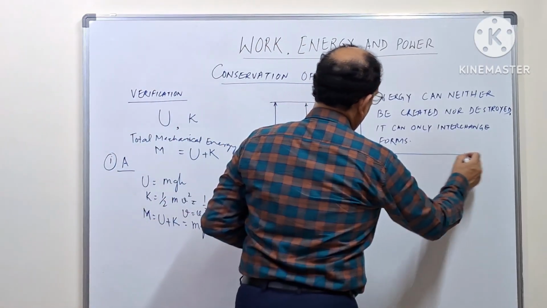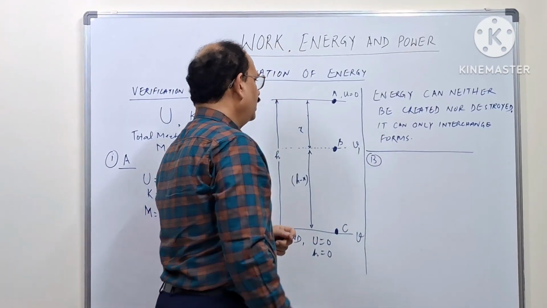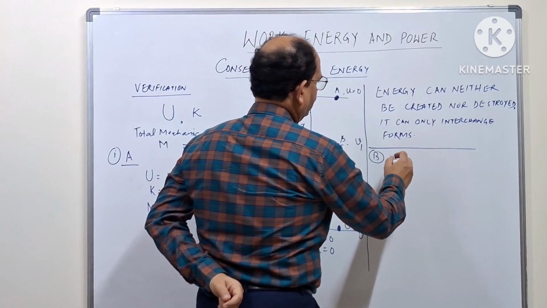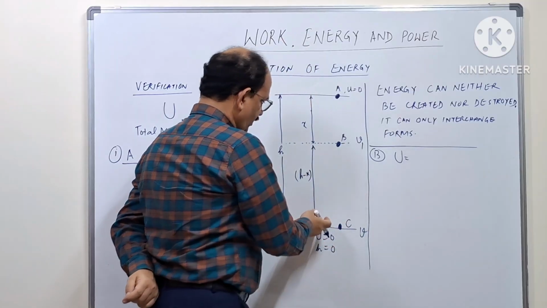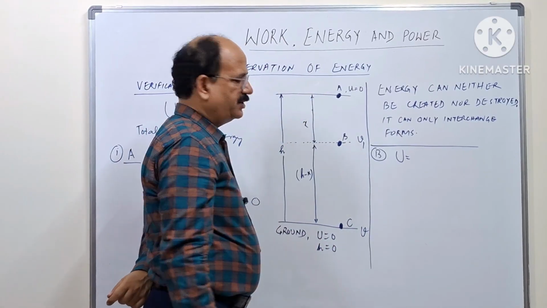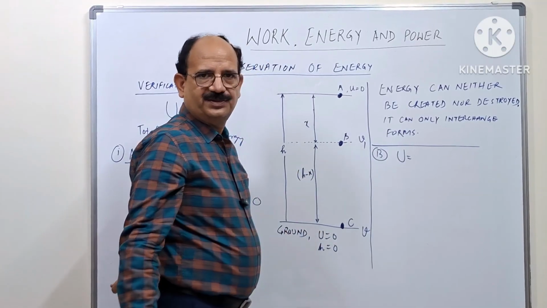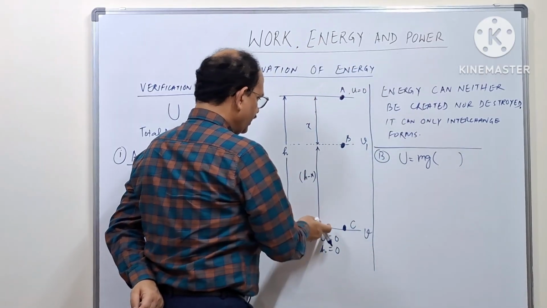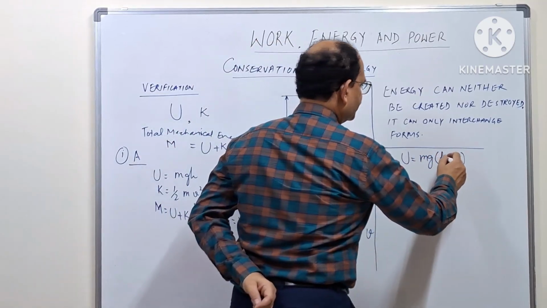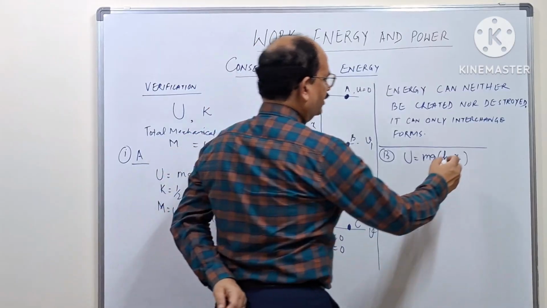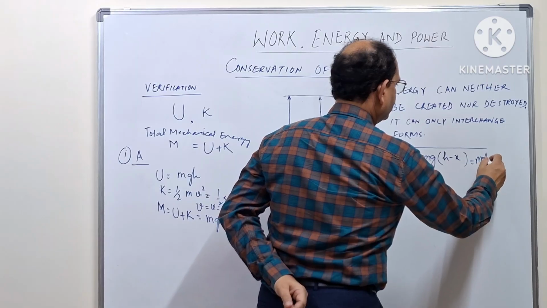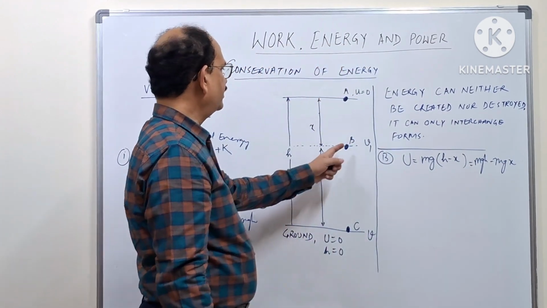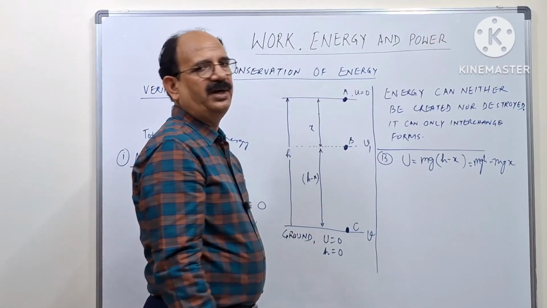Let us look at what happens at point B. When the object comes to point B, let us identify what will be its potential energy. The object has come down x distance. It means the remaining distance from the ground is only h minus x. So therefore its potential energy will be m into g into whatever is the distance from the ground, that is h minus x. So we can write this as mgh minus mgx. That is the potential energy of the ball or the object here at point B.